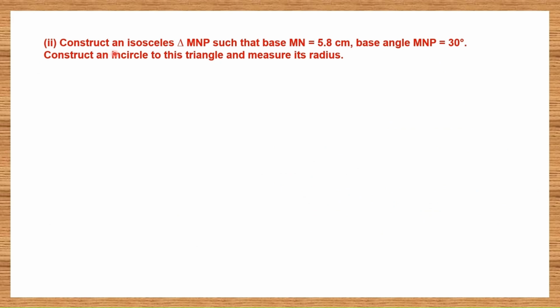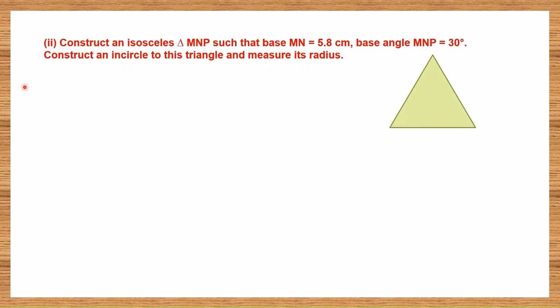Question 2. Construct an isosceles triangle MNP such that the base MN is 5.8 centimeters, base angle MNP is 30 degrees. So first we have to construct a triangle, isosceles triangle, and then construct an incircle to this triangle and measure its radius. Let's draw a rough figure.